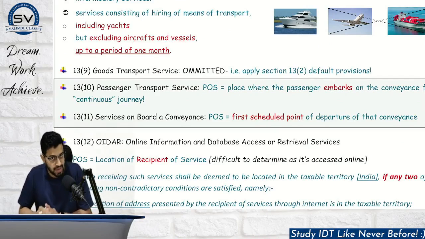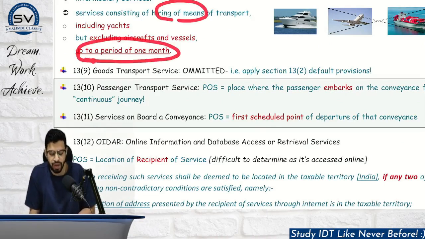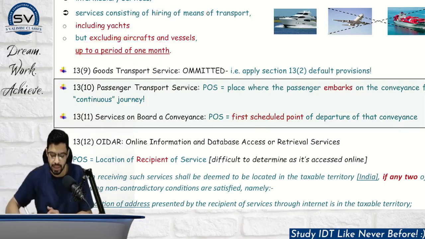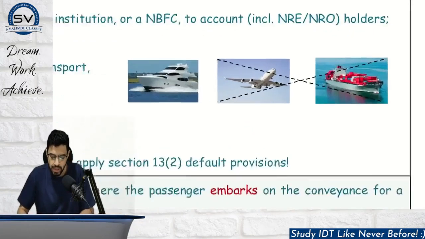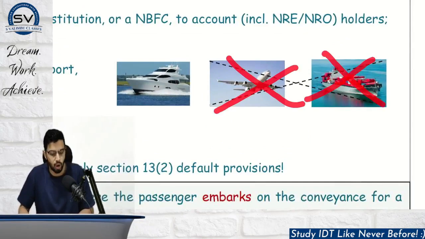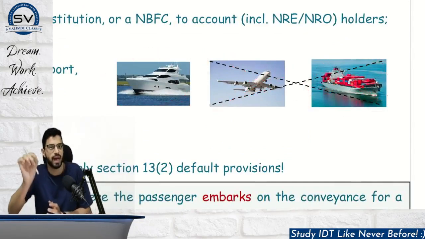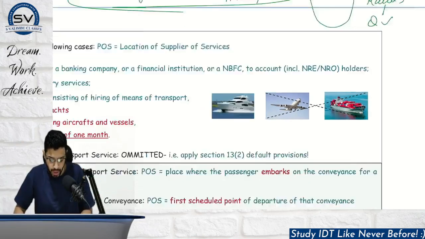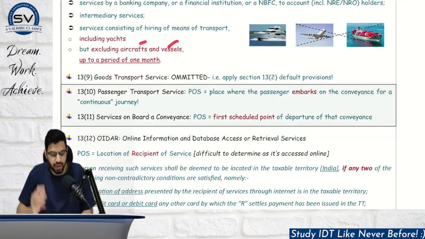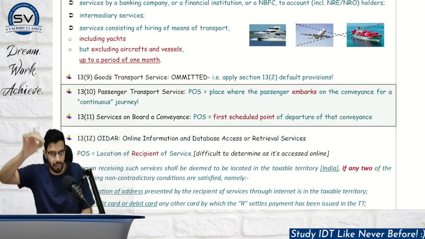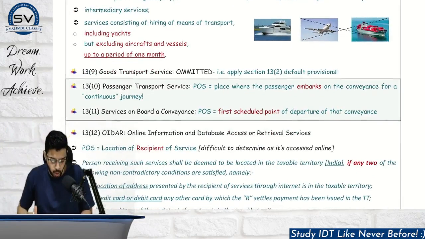So all the means of transport, car, everything, including yachts, but aircraft and vessels have to be excluded, and the coverage will be under section 13 subsection 8 if this hiring is up to a period of 1 month. Basically, you are taking these vehicles, this yacht on rent. You are hiring it and you are paying some rental amount. But aircraft and vessels have to be excluded. These are the yachts and these are the vessels. So you have to differentiate and see which word has been used in the question paper. With respect to aircraft and vessels, we have to apply the normal default provisions under section number 13 subsection 2.